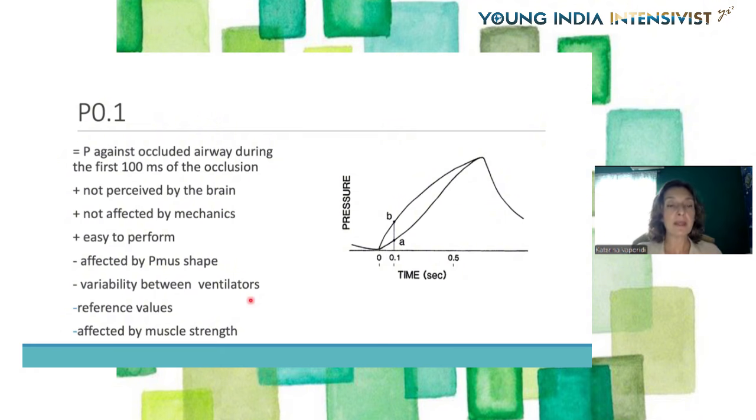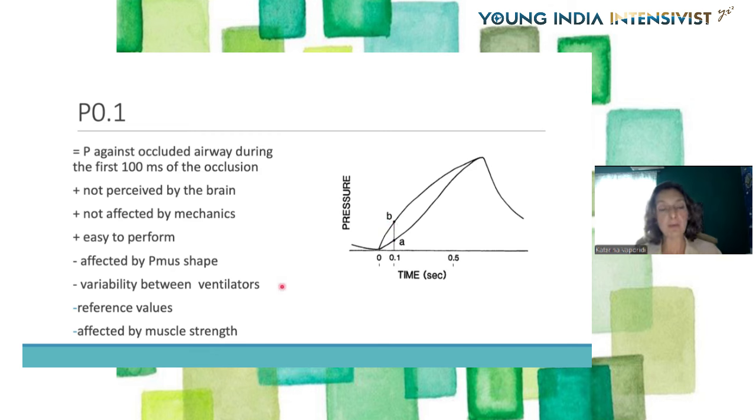It has this important limitation. It is affected by the shape of Pmus. So if someone has a muscle pressure output that has this shape, compared to someone who has this shape of pressure output, they both have the same output, but if I measure here, we'll find a different value.